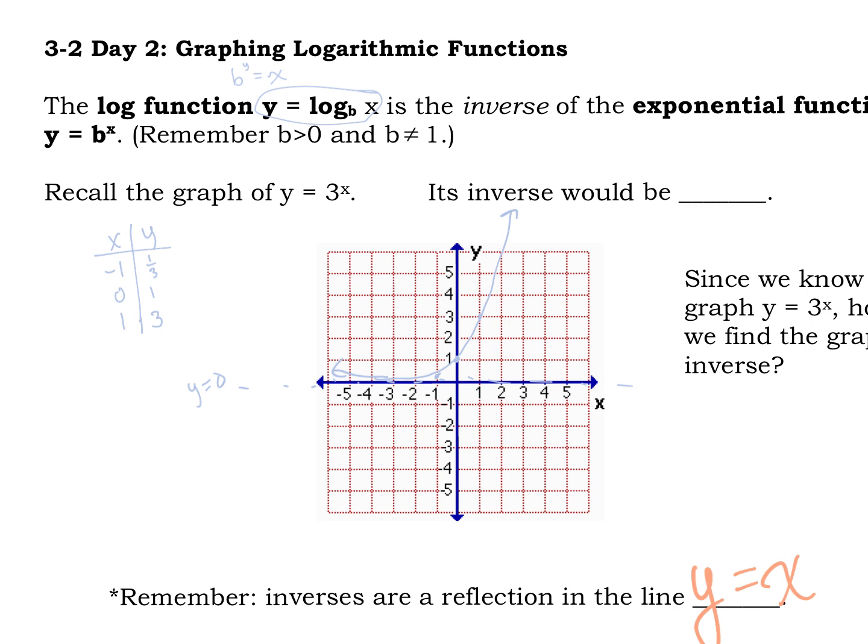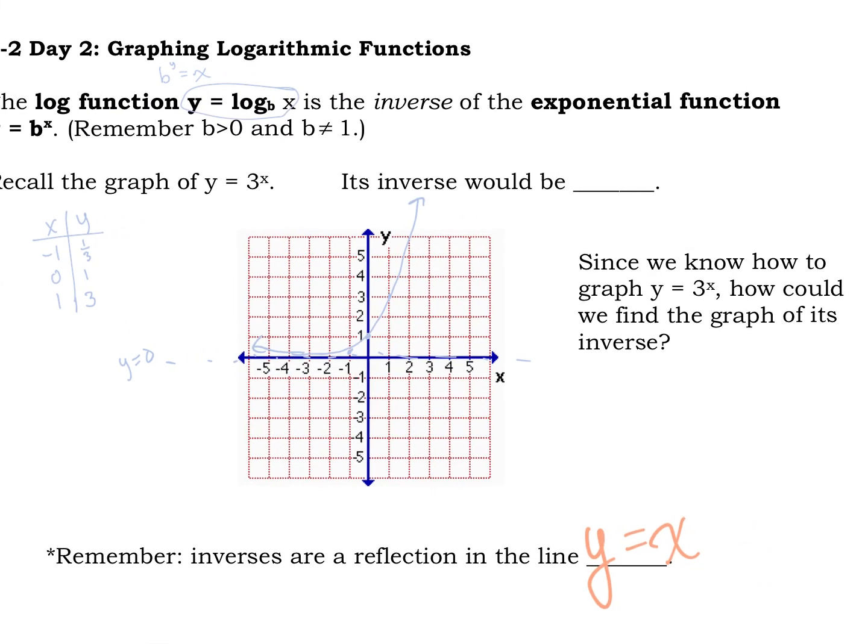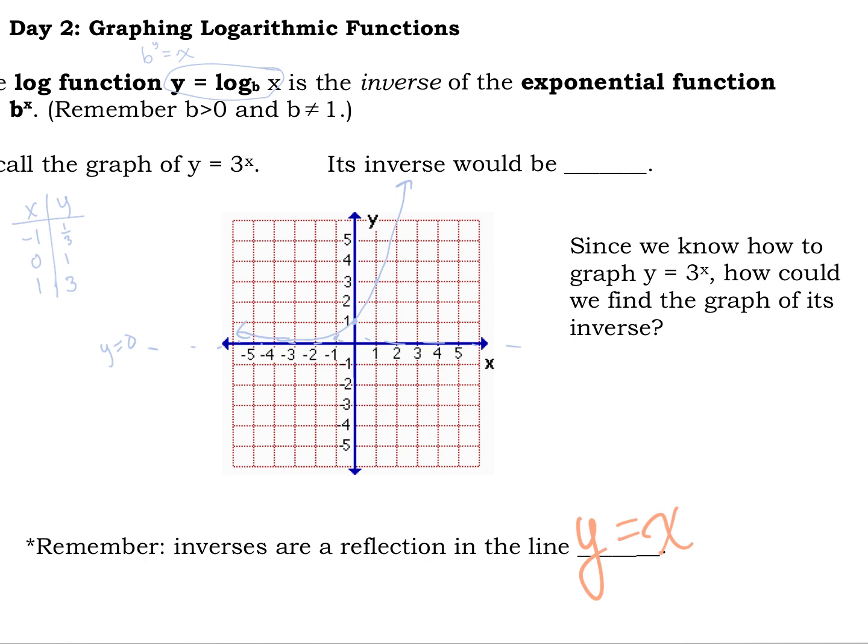So I'm going to color code this. This problem in particular, we've got a base of 3 for our exponential graph. So the inverse, the logarithmic function that we would say corresponds to this would be y is equal to log base 3 of x. And so notice the question, since we know how to graph y equals 3 to the x, how could we find the graph of its inverse? Well, we're going to switch x and y, aren't we? So switch x and y.